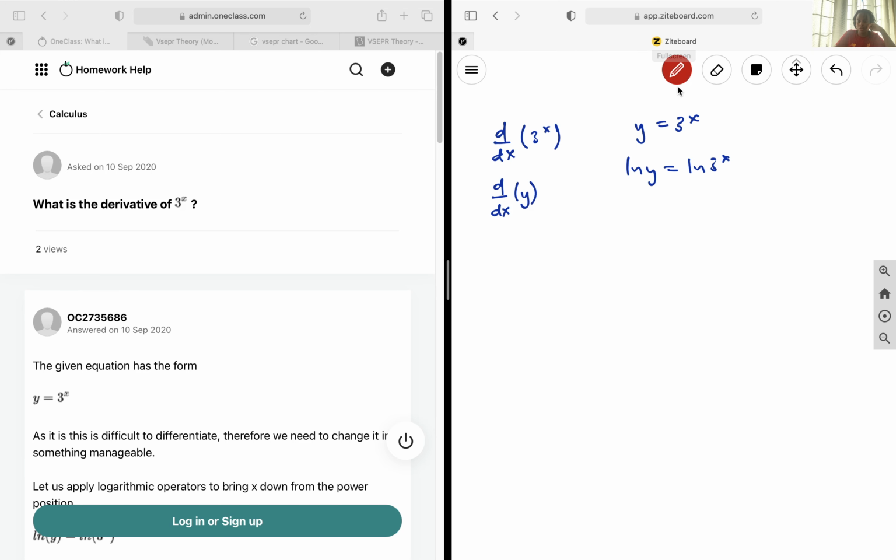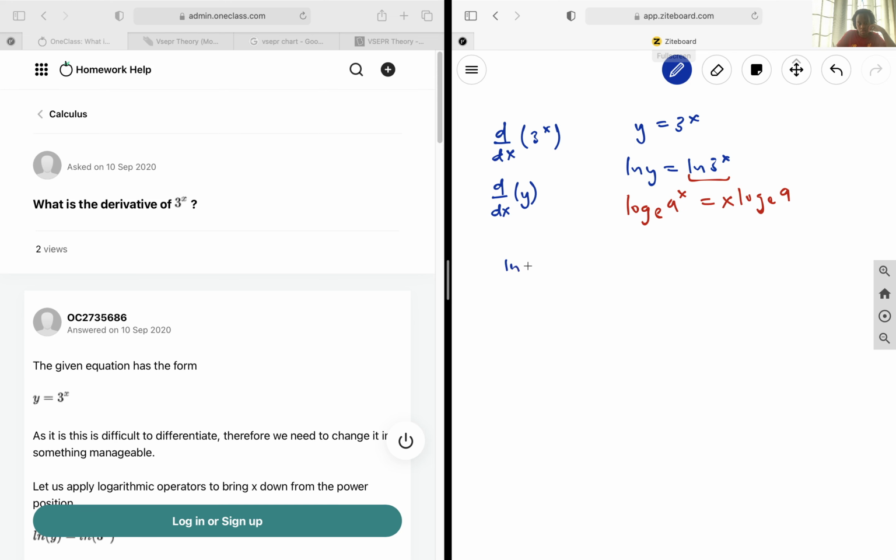We need to remember the logarithmic rule that for the same base, so log e, let's call the variable a, so this would be ln a to the power of x is equal to x log e a, and we're going to use that on this side of the equation.